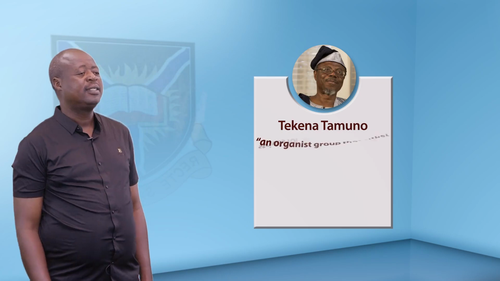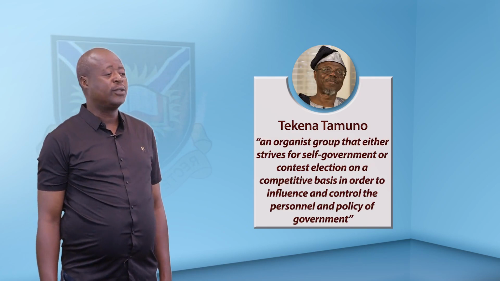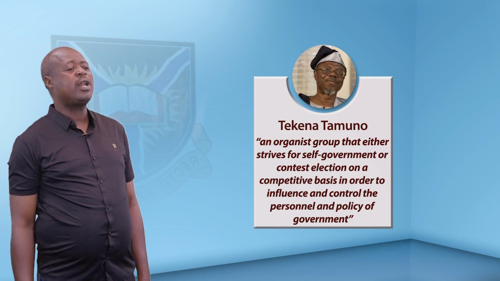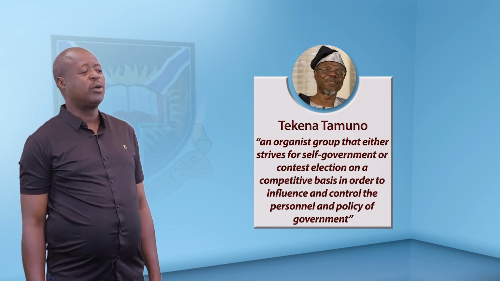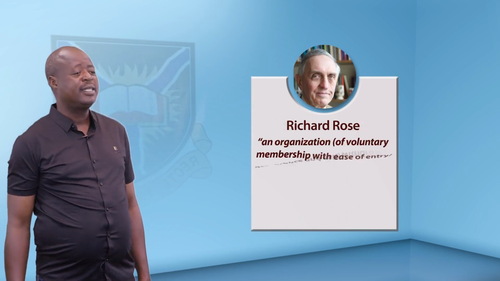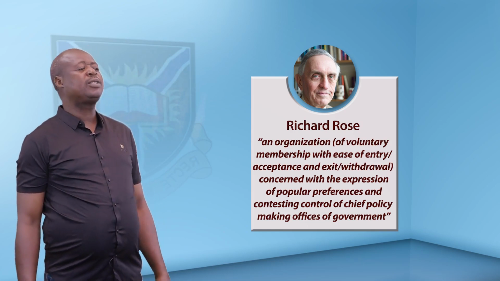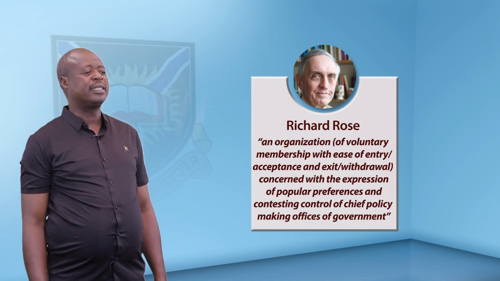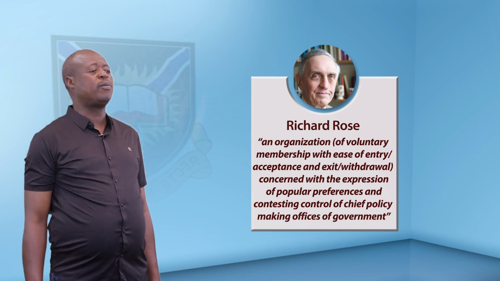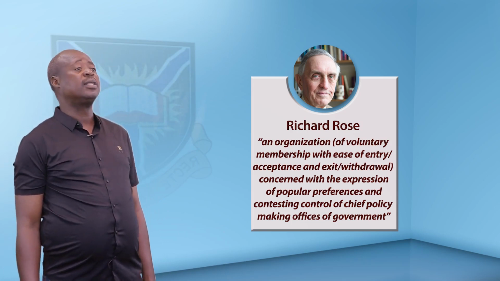Tekena Tamuna sees it as an organized group that either strives for self-government or contests election on a competitive basis in order to influence and control the personnel and policies of government. Richard Rose conceives political party as an organization of voluntary membership with ease of entry/acceptance and exit/withdrawal, concerned with the expression of popular preferences and contesting control of chief policy-making offices of government.